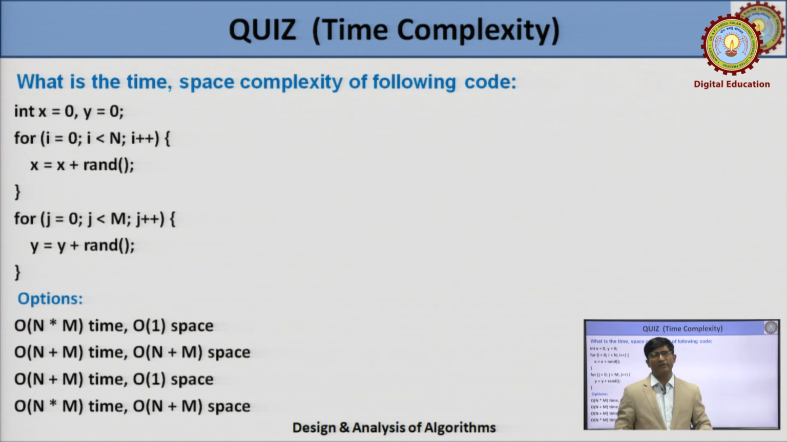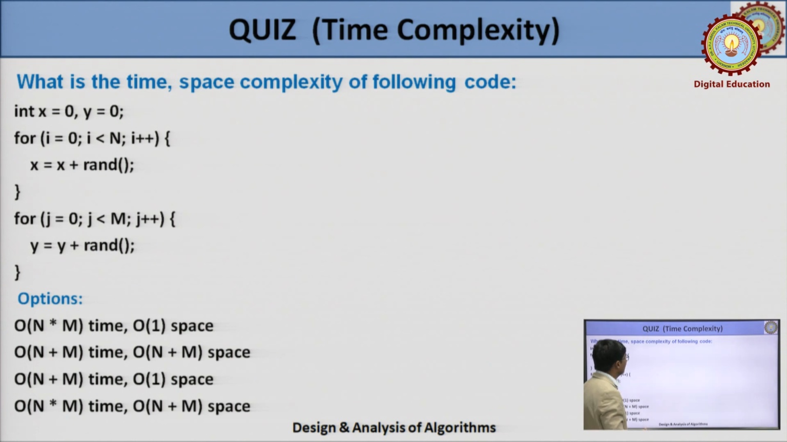So, let us see what we have learned today with a small quiz. We will take a few questions. In the first example, we have been asked to determine both the time and the space complexity for the following piece of code. We have a simple for loop which goes from 0 to n, where x is incremented by a random factor. Similarly, we have a second loop which goes from j equal to 0 to m, and again a similar kind of operation is done.